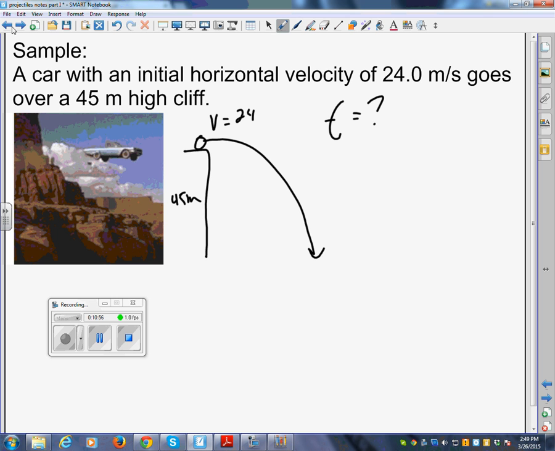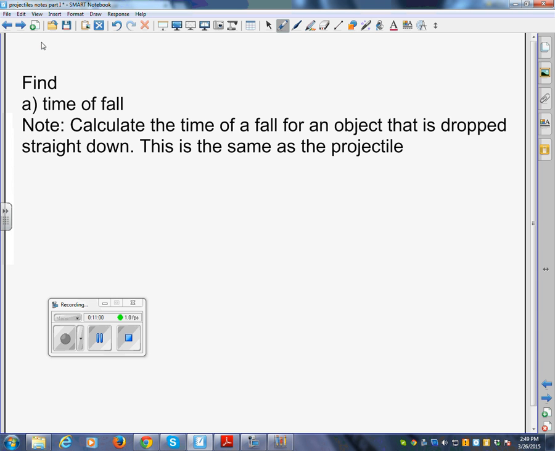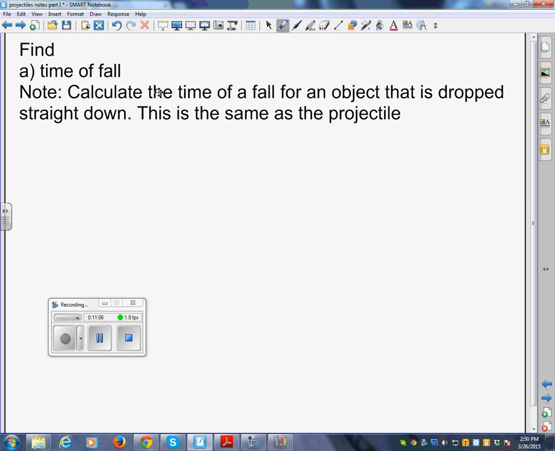Okay, so here is the question. Find the time of fall. How long does it take to fall? What's the number, 24?